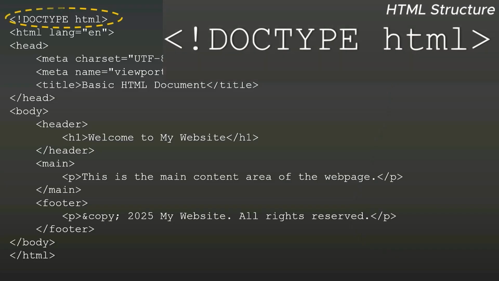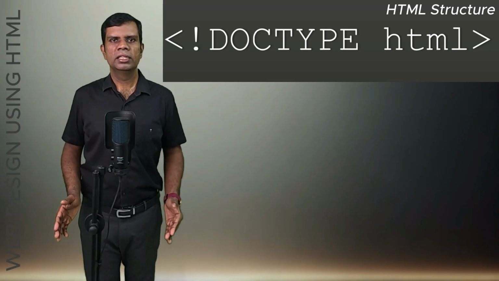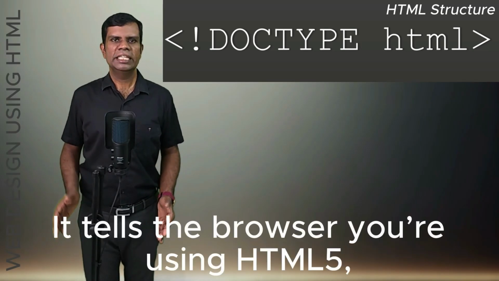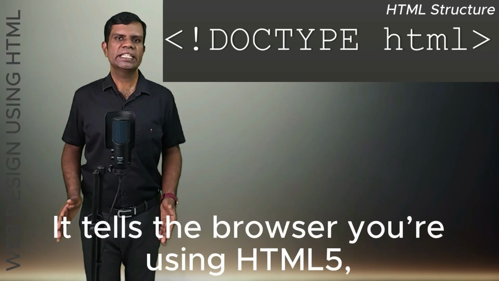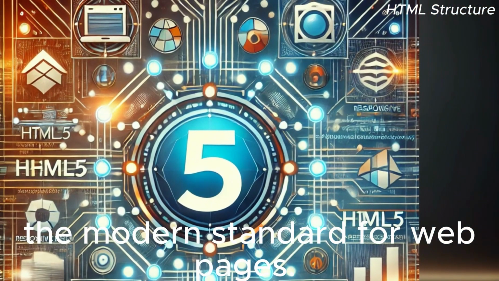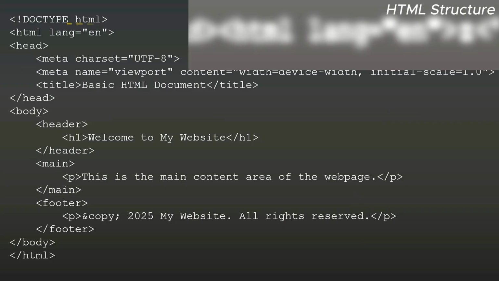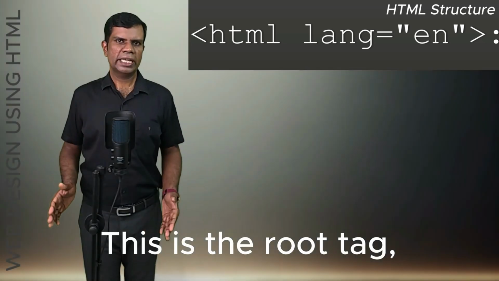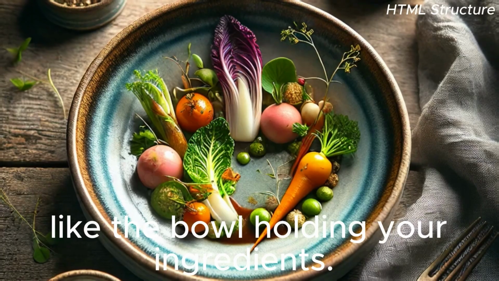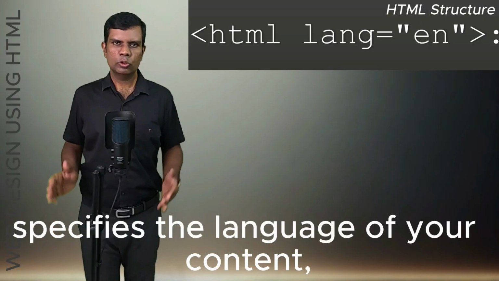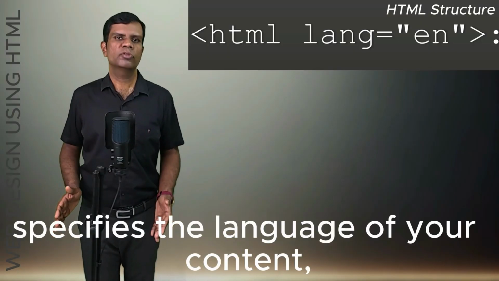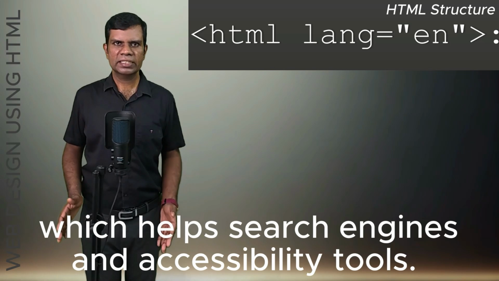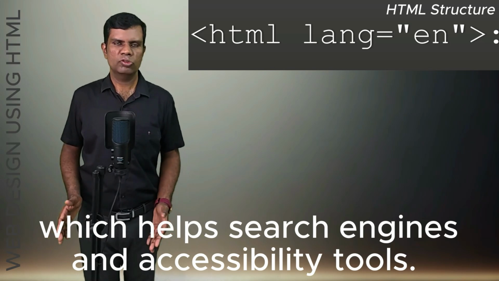First one, <!DOCTYPE html>. This is your menu title. It tells the browser you are using HTML5, the modern standard for web pages. Second one, <html lang="en">. This is the root tag, like the bowl holding your ingredients. The lang="en" specifies the language of your content, which helps search engines and accessibility tools.